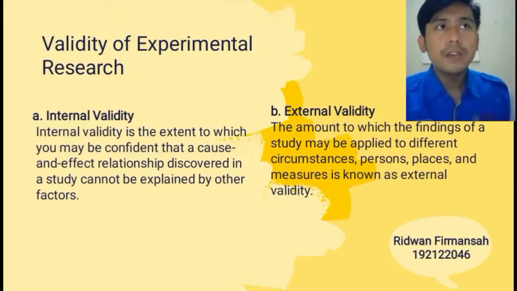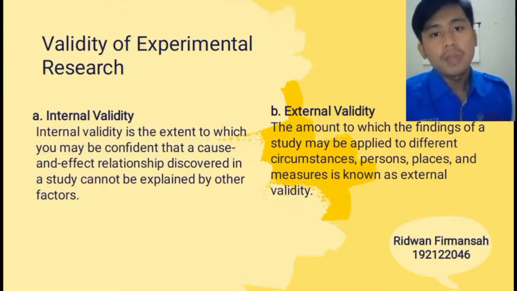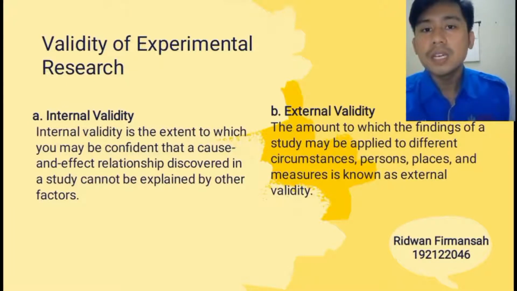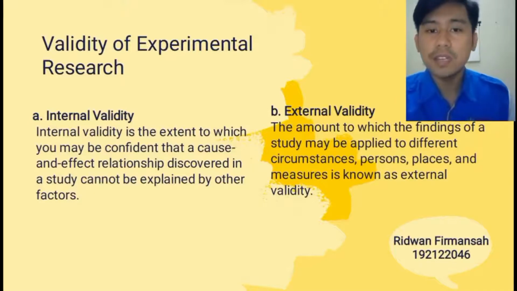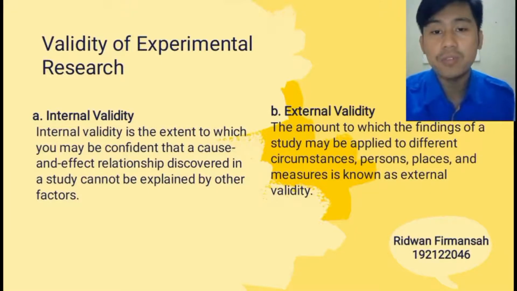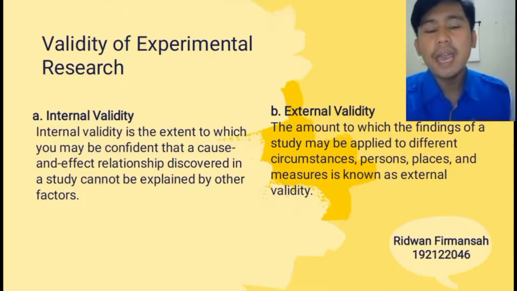The second one is external validity. External validity is the amount to which the findings of a study may be applied to different circumstances, persons, places, and measures. It is the validity of applying the conclusions of a scientific study outside the context of that study. In other words, it is the extent to which the results of a study can be generalized to and across other situations, people, stimuli, and times.